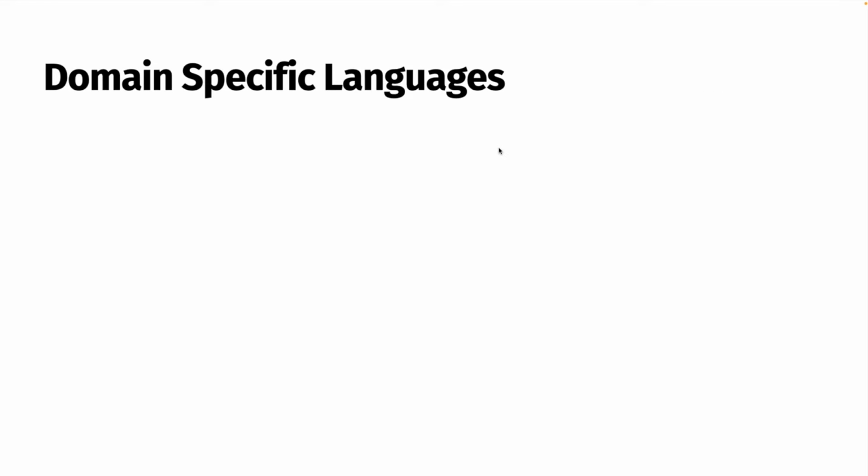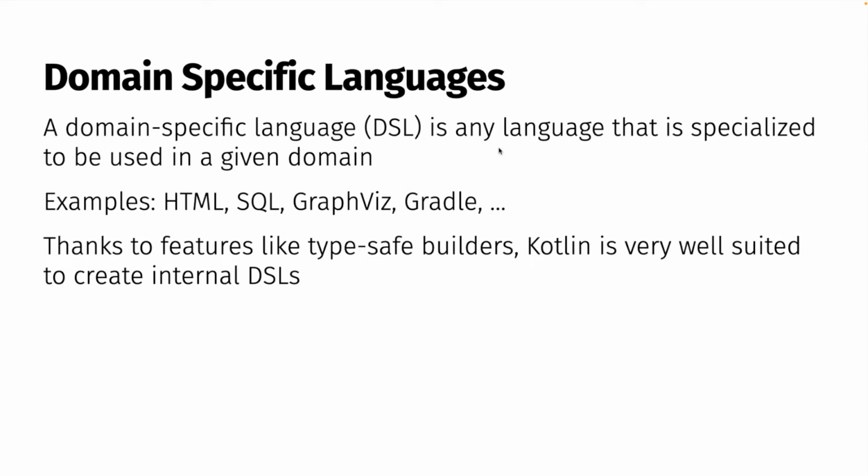So a note about domain-specific languages, as I also mentioned in the abstract. A domain-specific language, or DSL, is any language that is specialized to be used in some domain. We have some very notable examples like HTML and SQL, which are domain-specific languages. GraphViz also, it's this DSL to create drawings or graph drawings. Gradle is a DSL also, the dependency manager for Java and Kotlin.